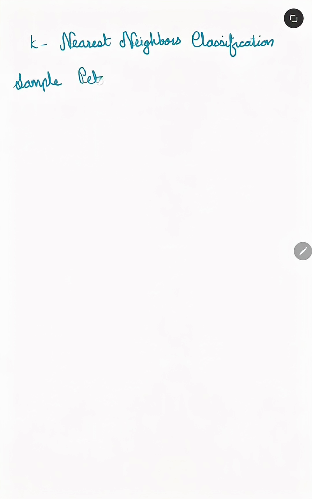Hello everyone, in this video we'll take a look at the k nearest neighbor classification with the help of an example. So let's say we have 5 flowers, we have measured their petals and sepals, the width of the petals and the sepals, and we have also noted the species that those 5 samples belong to.